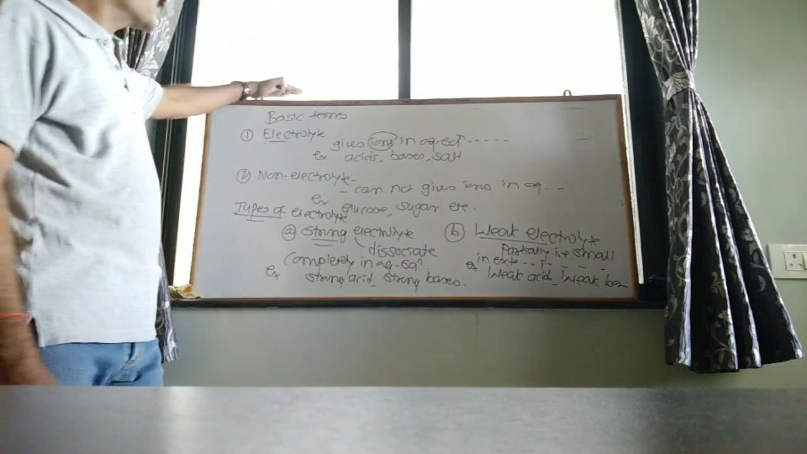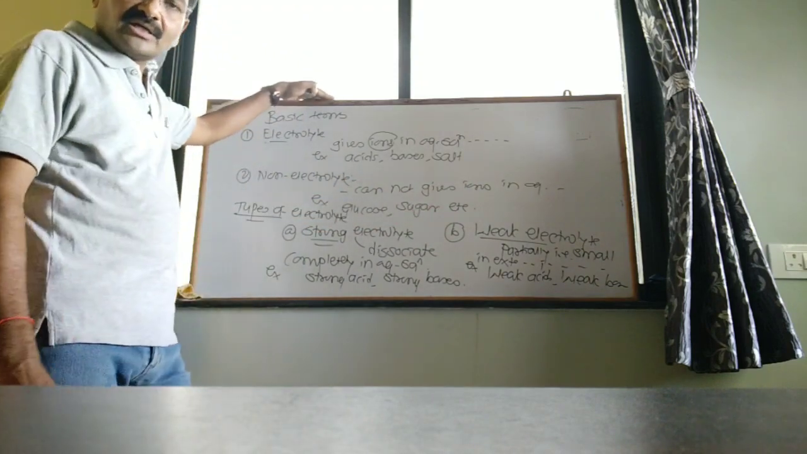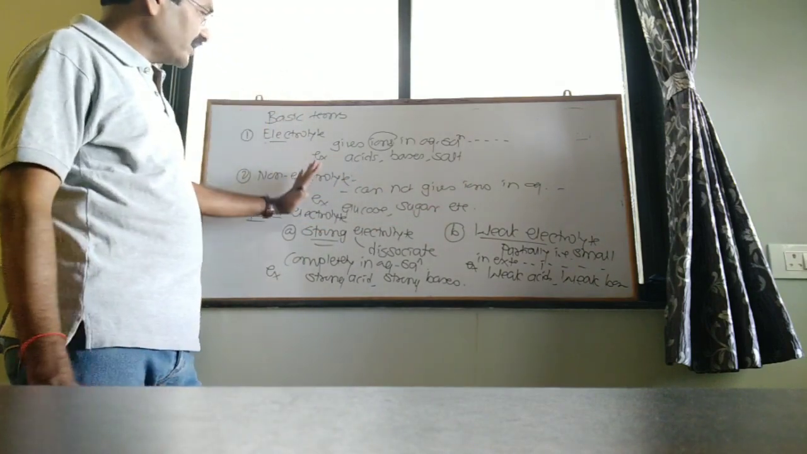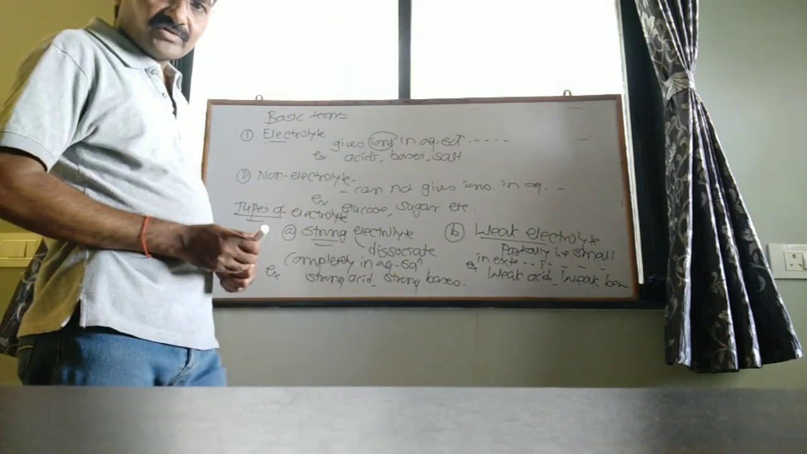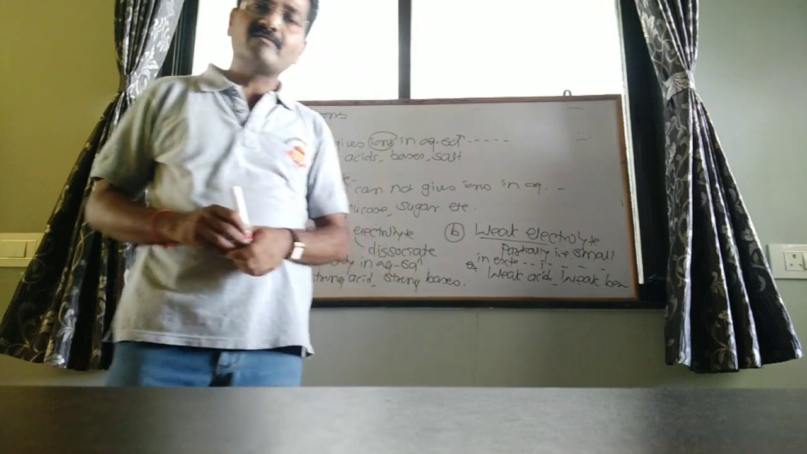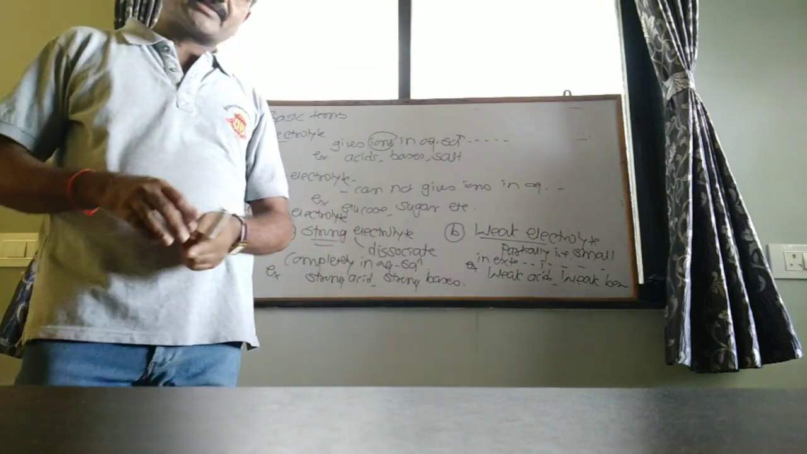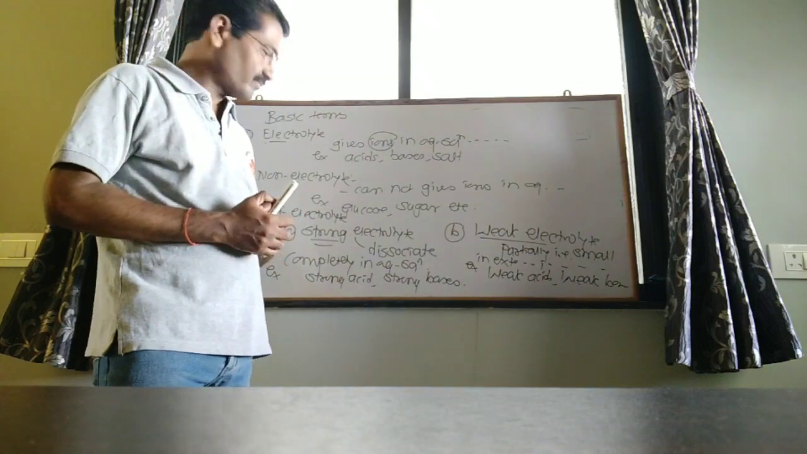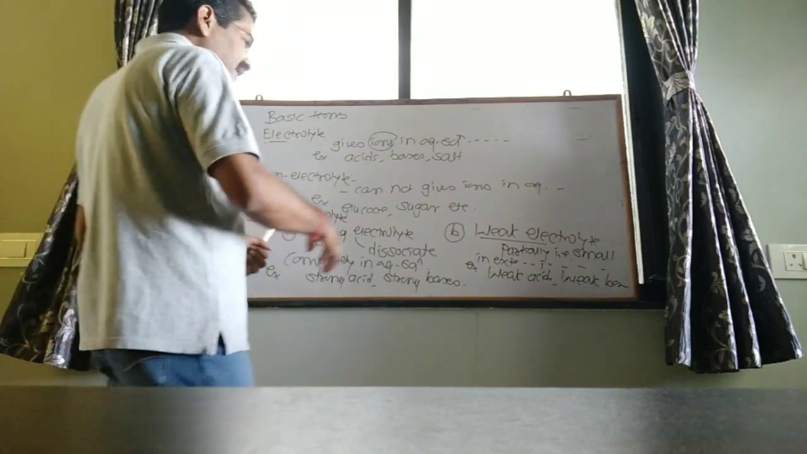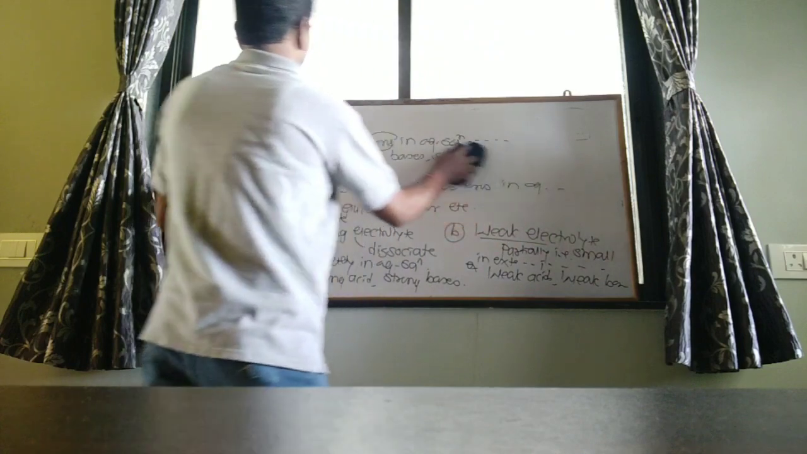So these are the basic terms which are considered for the ionic equilibrium, electrolyte and non-electrolyte. After that, we are going to the next point, that is concepts of acids and bases. What are the acids and bases?